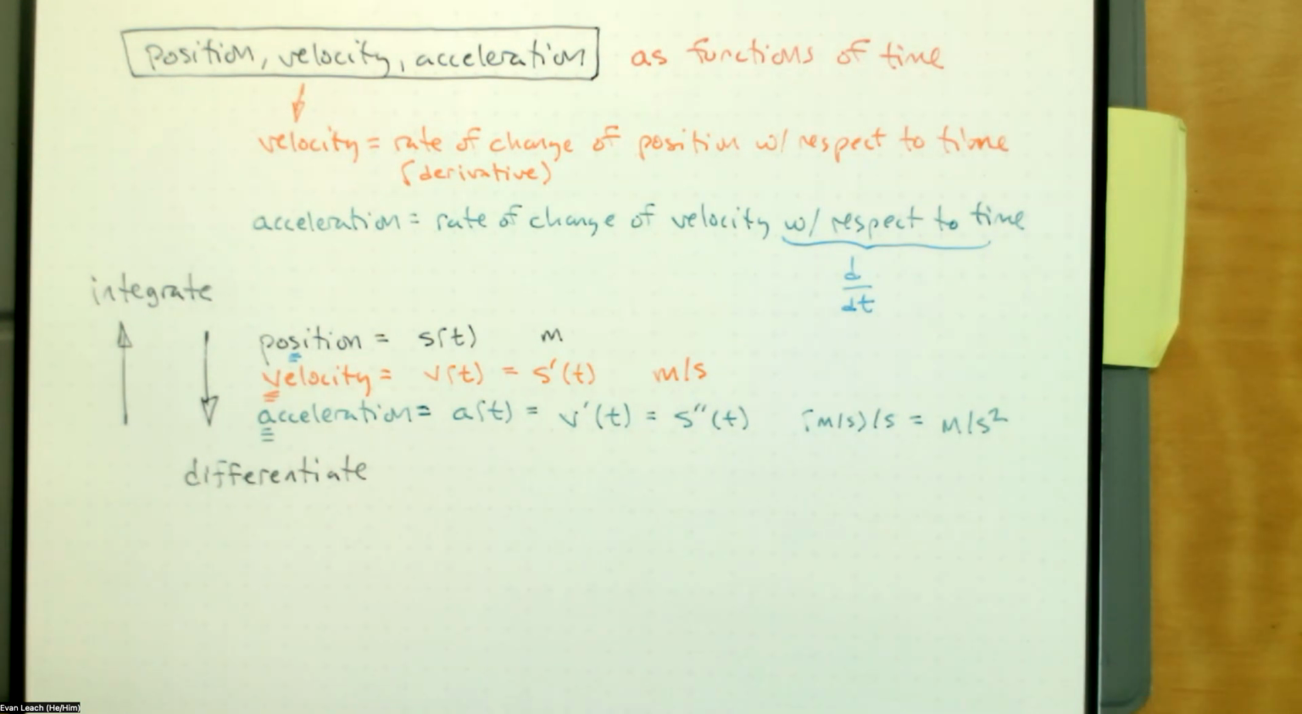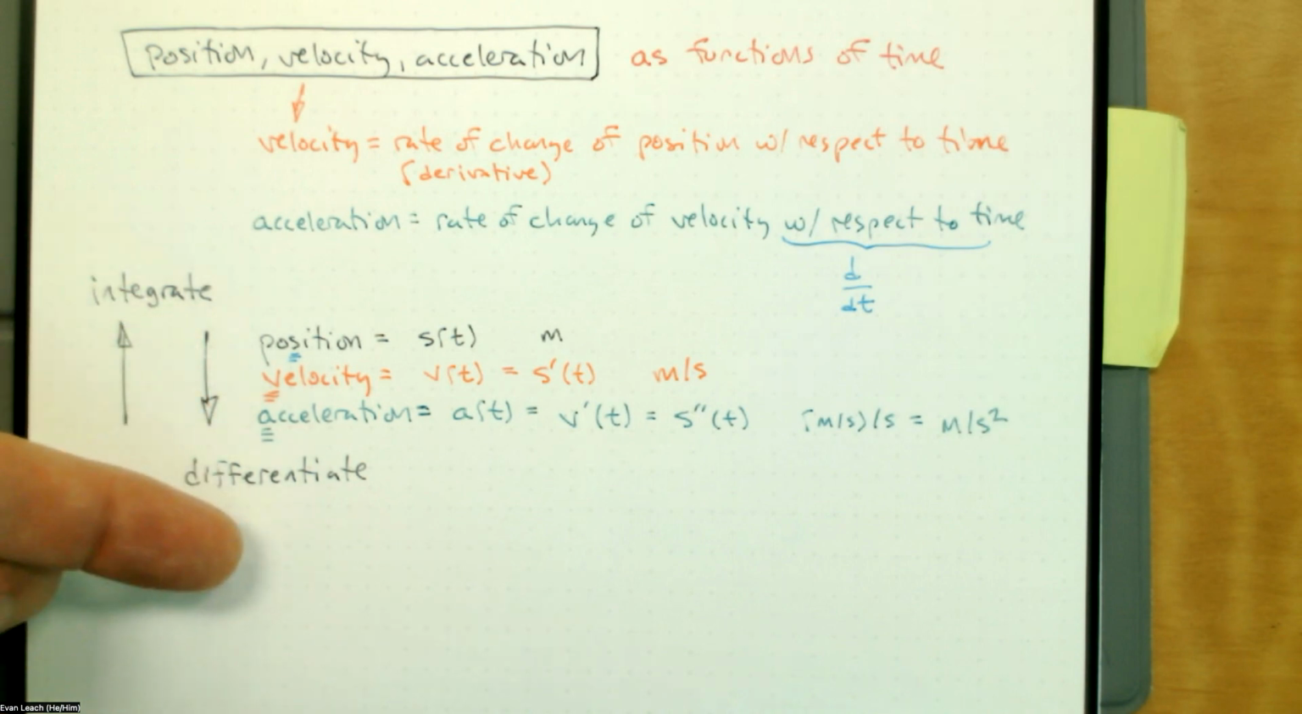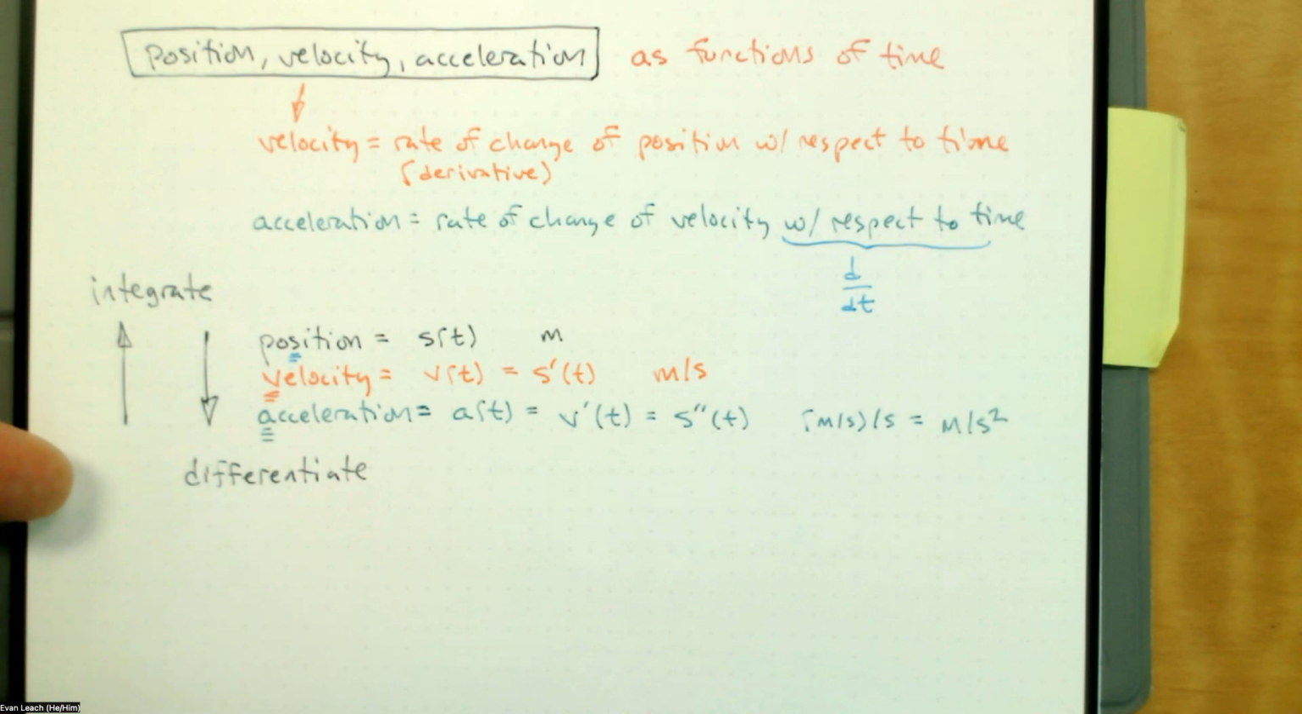So the next chapters that we're going to be working on are chapter 2 and 5. You've already started on chapter 2, but 2 and 5 are very closely related. Chapter 2 is like, I'll start with position, differentiate to get to acceleration. And chapter 5 is start with acceleration and go backwards to integrate, get up to position.